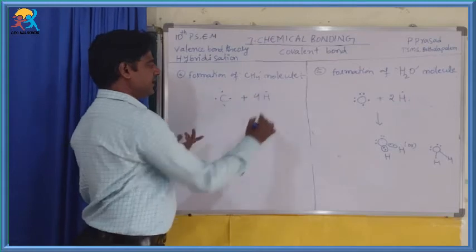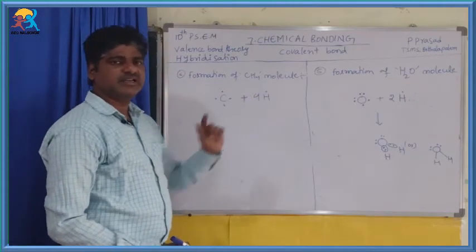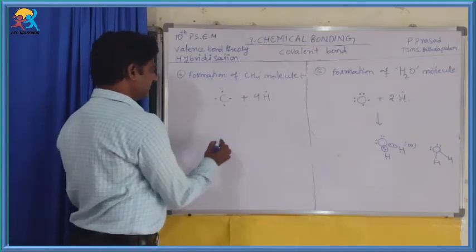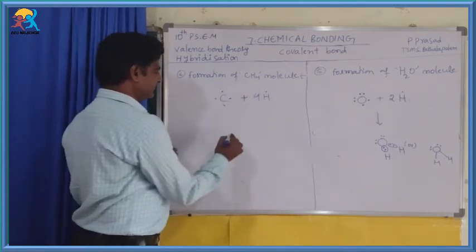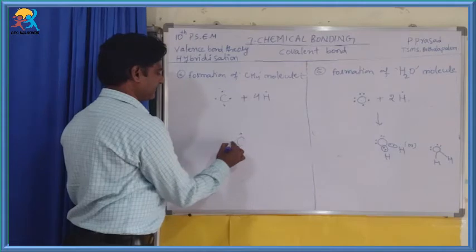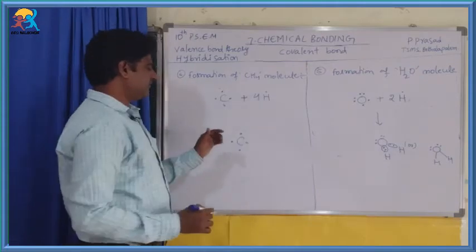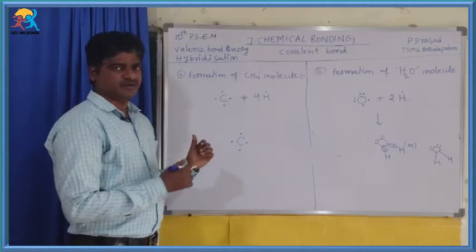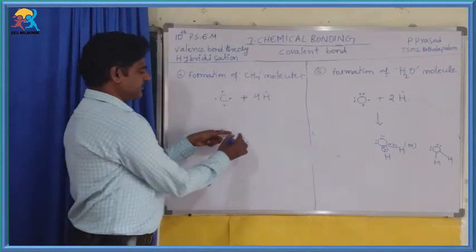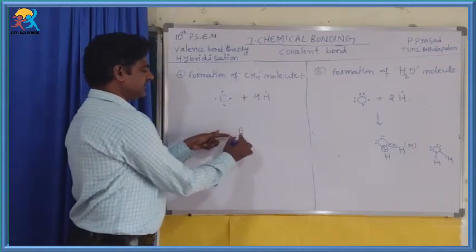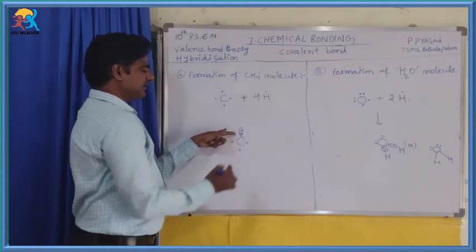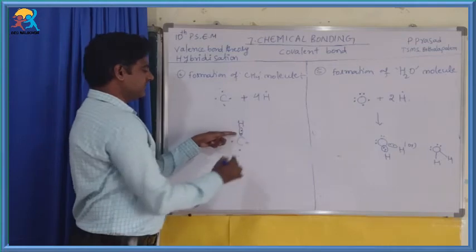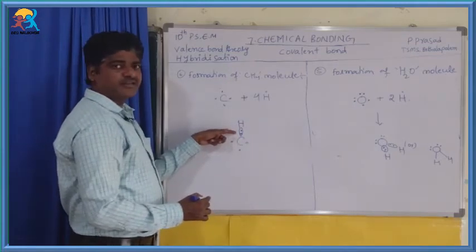So each hydrogen atom consists of a single electron in the outermost shell. So when these atoms come closer, the 4 hydrogen atoms share electrons with the carbon atom. Here the first electron of carbon is shared with the electron of a hydrogen atom, like the bond pair is formed like this.